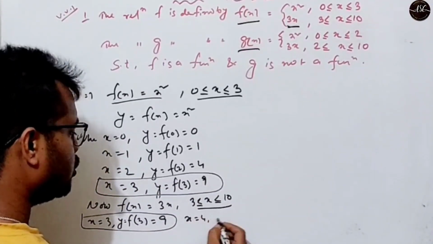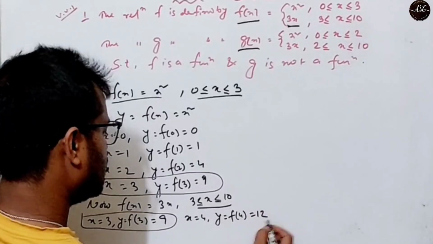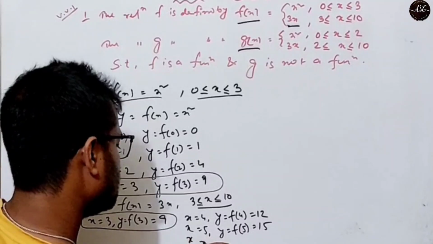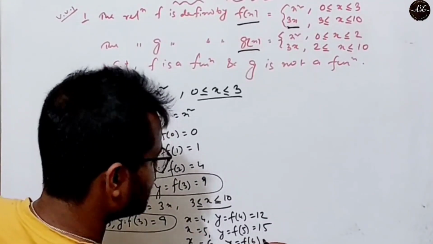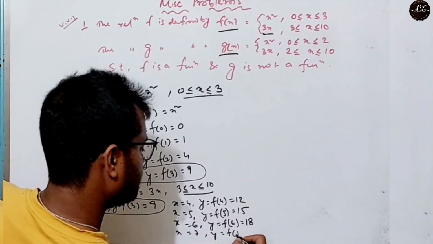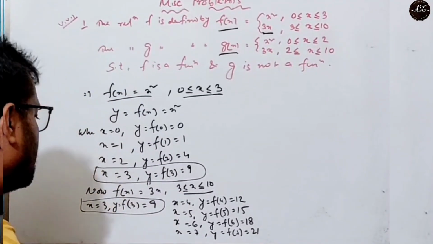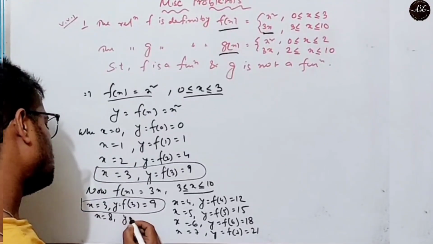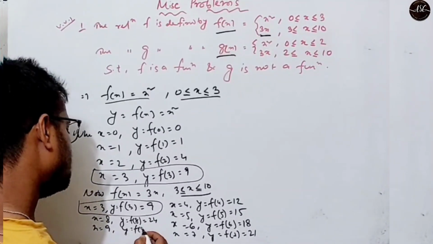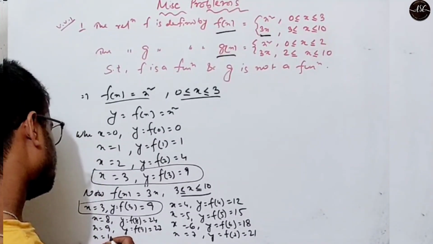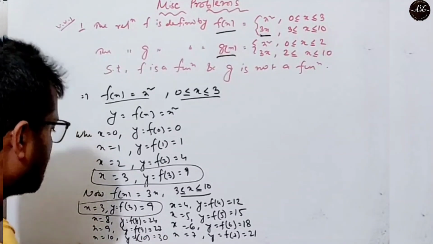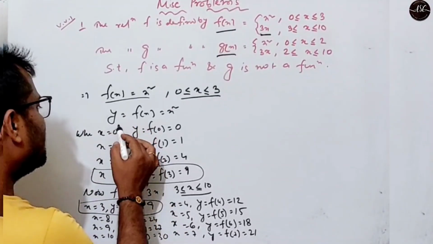Now x equal to 4, y equal to f4 equal to 12, x equal to 5, y equal to f5 equal to 15, x equal to 6, y equal to f6, that means 18, x equal to 7, y equal to f7, that means 21, x equal to 8, y equal to f8, 24, x equal to 9, y equal to f9, that means 27, x equal to 10, y equal to f10, that means 30.